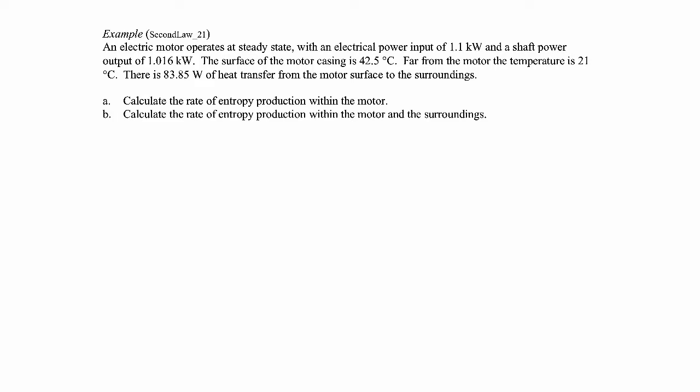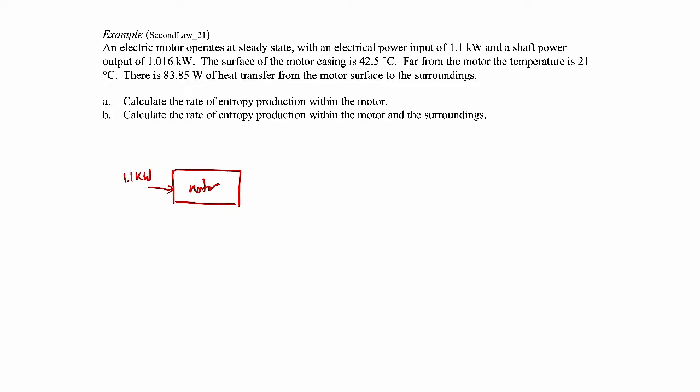In this example, we're told that we have an electric motor operating at steady state. Let me go ahead and draw a picture of it. So we have this electric motor. It's operating at steady state. There's an electric power input of 1.1 kilowatts into the motor. So this is 1.1 kilowatts in.